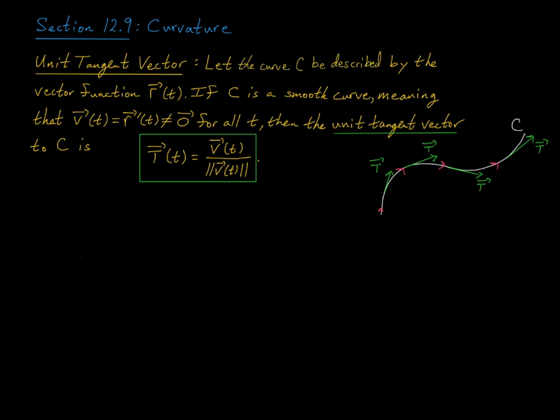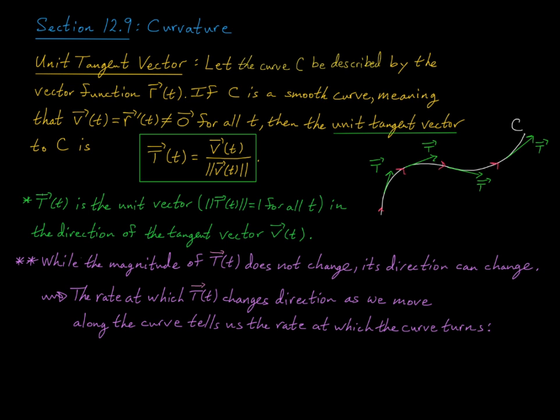All right, next I want to highlight the fact that the unit tangent vector, by its very construction, is the unit vector that points in the direction of the velocity vector v. Since we are taking the velocity vector and dividing it by its magnitude, that implies that the magnitude of the unit tangent vector is 1 for all t. And since the unit tangent vector is really a positive scalar multiple of the velocity vector, we're just scaling it by 1 over the magnitude of the velocity vector, that implies that the unit tangent vector points in the same direction as the velocity vector.